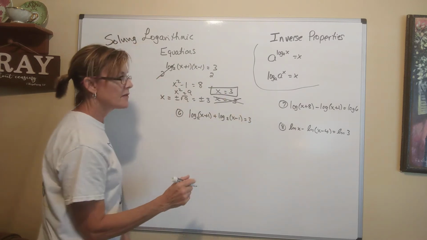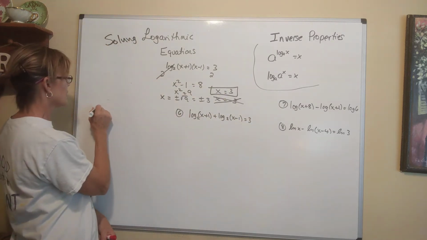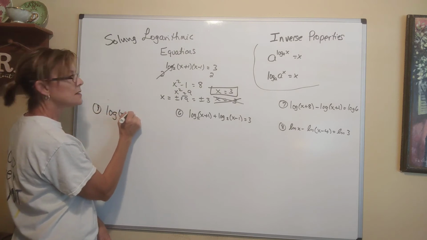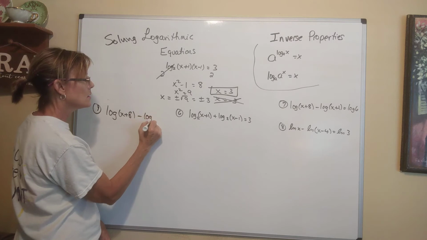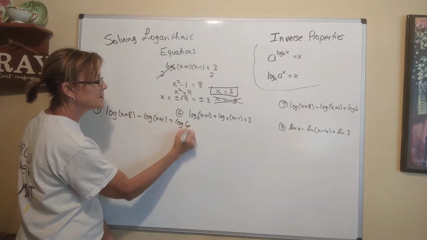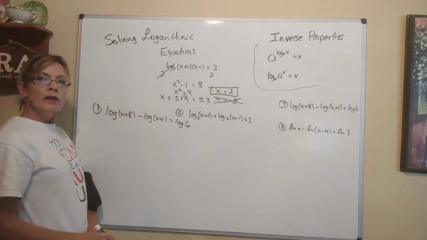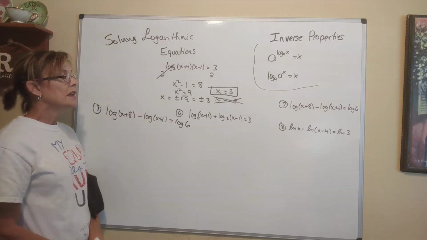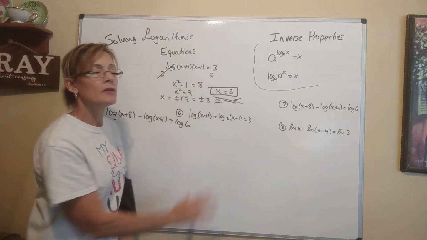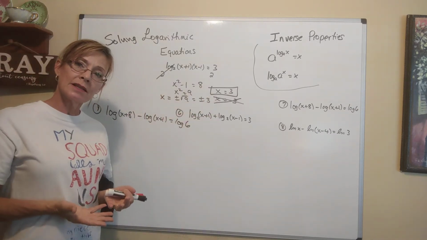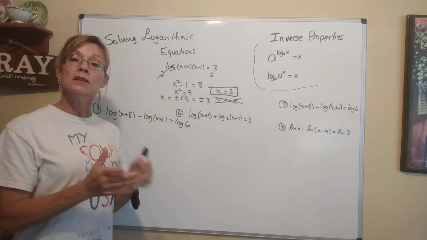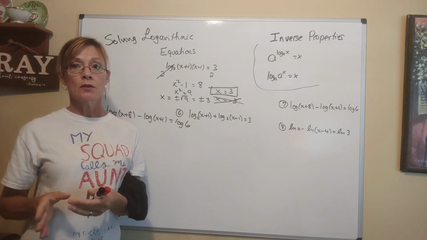Okay, let's try 7. 7 I'll rewrite over here. It is log of x plus 8 minus log of x plus 1 is the log of 6. So in order to solve log equations, we need to isolate the log expression. That's what we've done in all of these cases. It either came to us isolated by itself on one side of the equation, or we worked on it to get it by itself on one side of the equation.